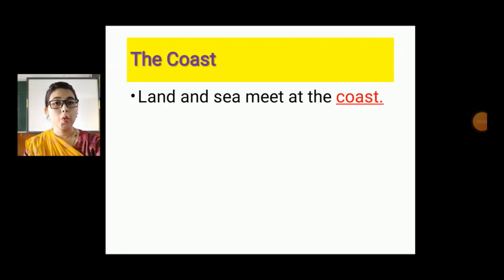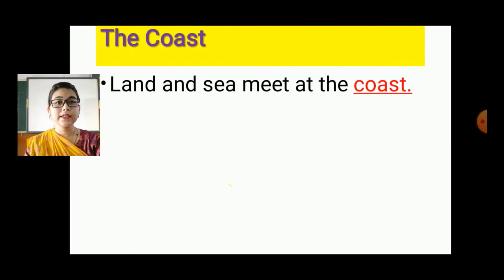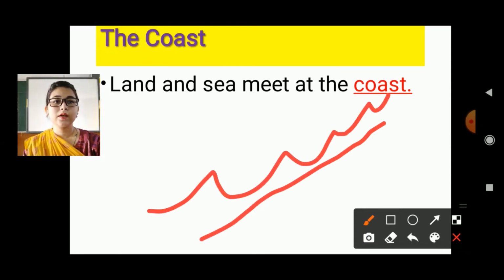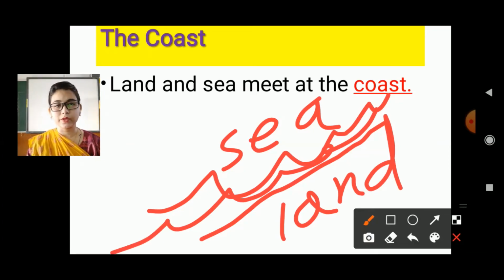This is the coast. So students, in the previous topic we have seen what is horizon, where the land and sky appear to meet. Now what is coast? Where the land and sea meet, that is coast. Okay, let me show you here. When the land and the sea meet, okay, this is sea and this is land. When it meets, that is known as coast.